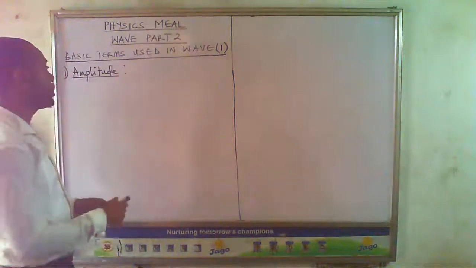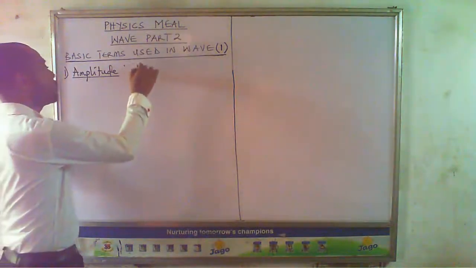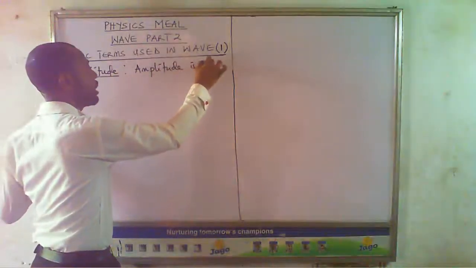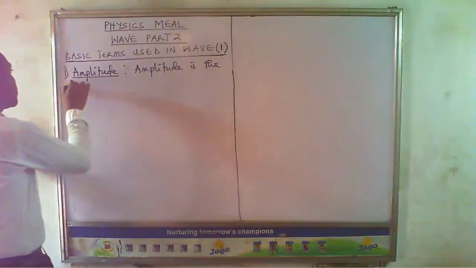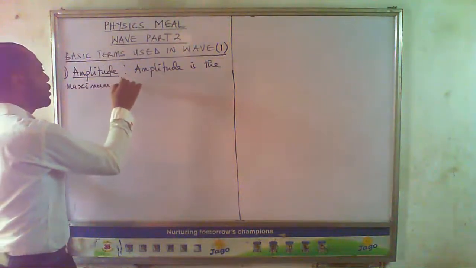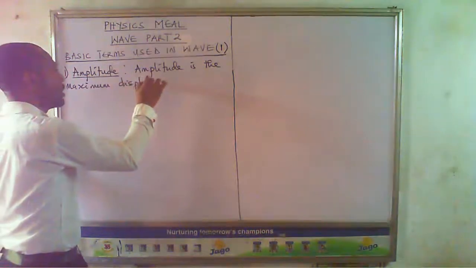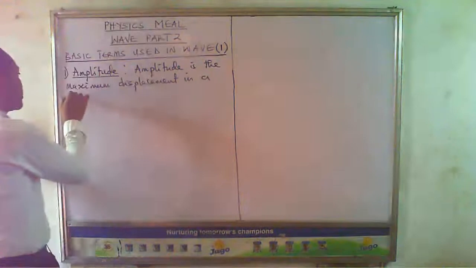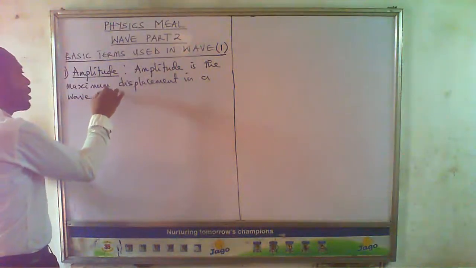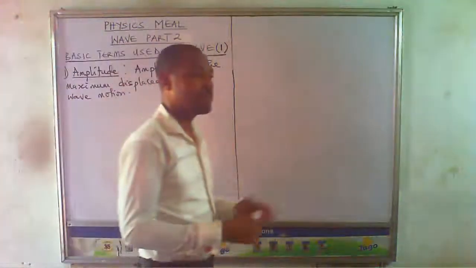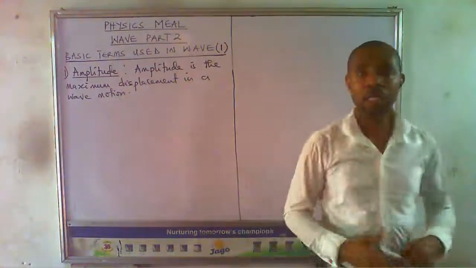Amplitude is the maximum displacement obtained in a wave. The maximum displacement. So amplitude is the maximum displacement in a wave motion. That's what we mean by amplitude: the maximum displacement in a wave motion.